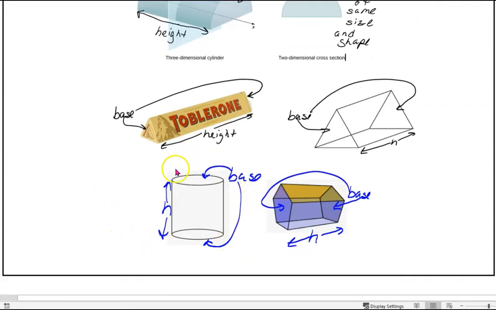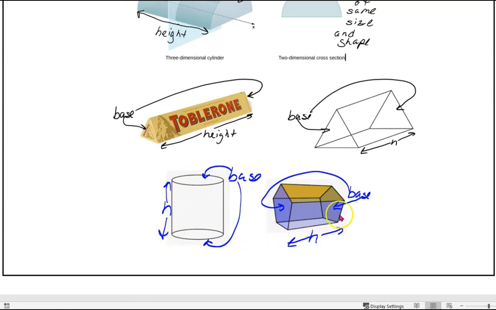When we look at a Coke can, or in my case, I also have a pencil container that's this shape, you can see that you have a circular base parallel to another circular base of the same size and same shape, and the height would be the distance between the two.